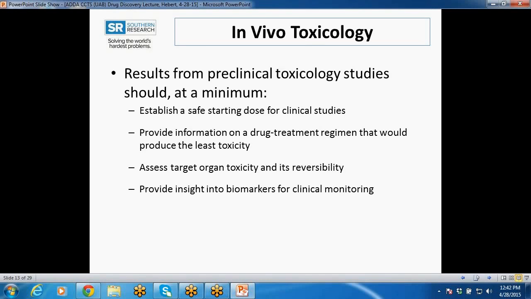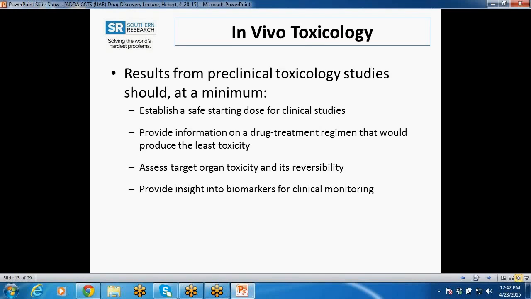So one of the main goals of your in vivo toxicology testing is to establish the safe starting dose for clinical studies. Of course, the flip side of that is you don't want to choose a dose to start with that's too high, because then you're going to start to see toxicity in humans, and that will kill your drug fast.